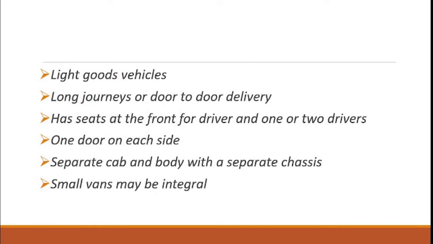They can travel long journeys, or they can be used for door-to-door delivery. They have seats at the front for the driver and 1 or 2 passengers, and they have one door on each side. We'll have a separate cab and body with a separate chassis, right? You have a chassis, and then you have the cab or the body where you have the passengers and luggage, or the passenger compartment can be separate from the chassis. But sometimes we have small vans which have an integral or unitary body.